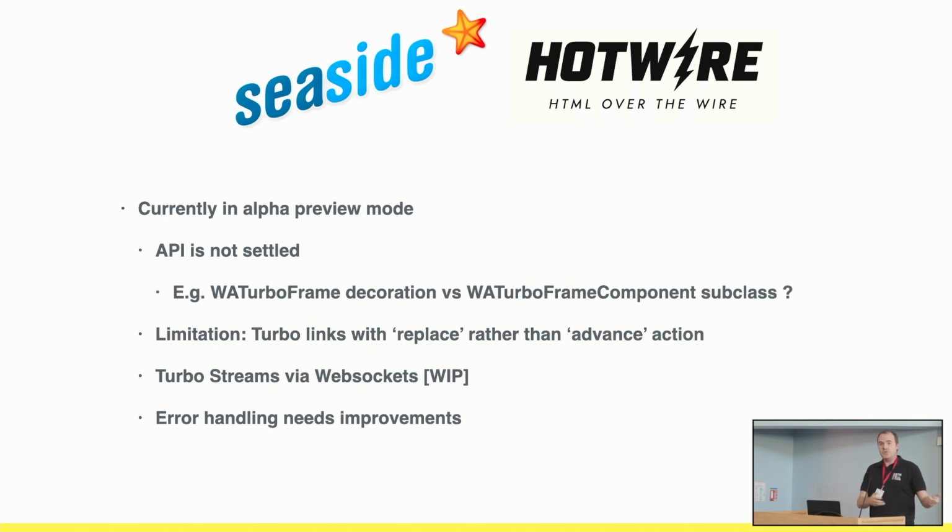For example, I chose to use a decorator for your component, but you could also say, well, I make a component do subclassing to say when my component needs to be a turbo frame. And all those kinds of things. So these kinds of decisions are still a little bit moving, which is why it's in alpha preview mode, so the API might change, although it's working as you've seen.